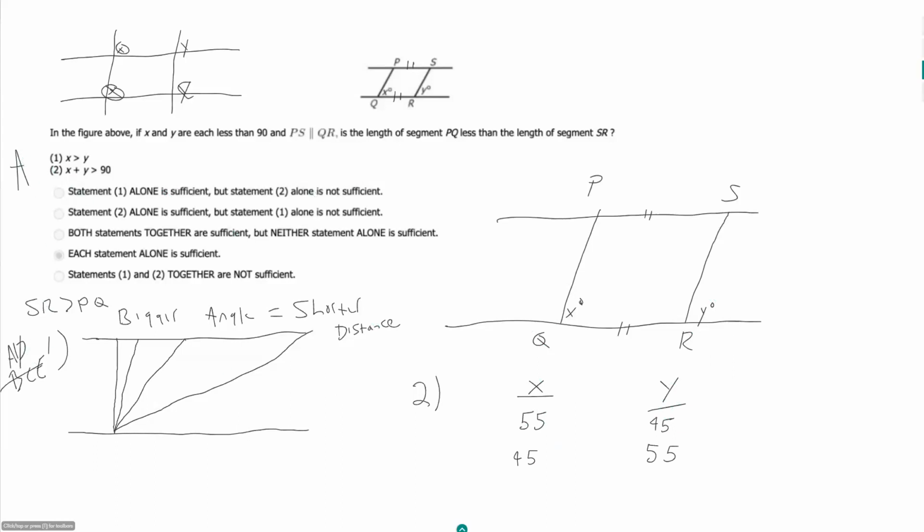So this one is something you don't see much, a geometry logic type question. The answer is A.